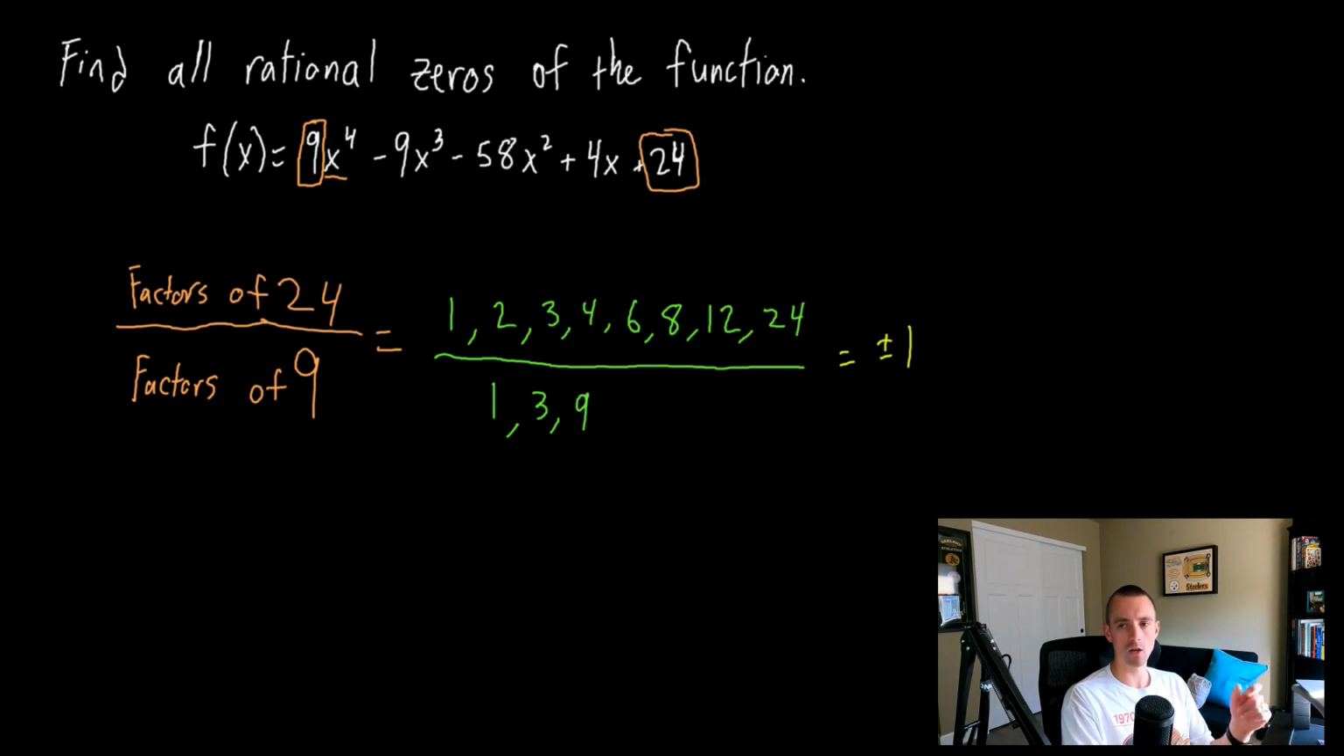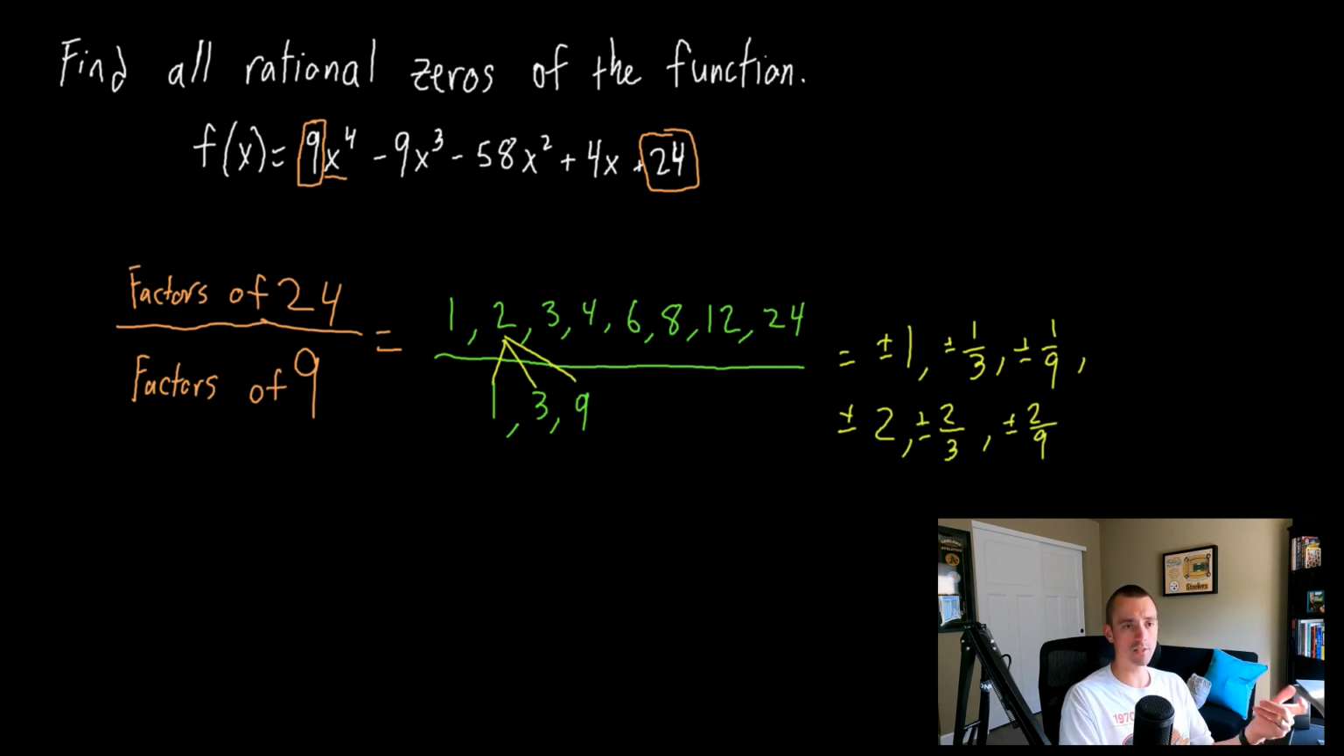Then we can take 1 over 3. So positive and negative 1/3, okay? Then we can take 1 over 9. Positive and negative 1/9. Then we just keep going. So we just do 1 with 1, 1 with 3, 1 with 9, okay? Then we do 2 with 1, 2 with 3, 2 with 9. So that'll give us positive and negative 2 over 1 is just 2, 2 over 3, positive and negative 2 over 9.